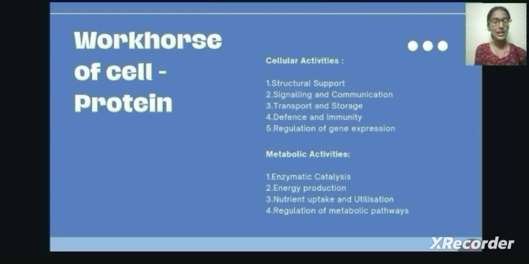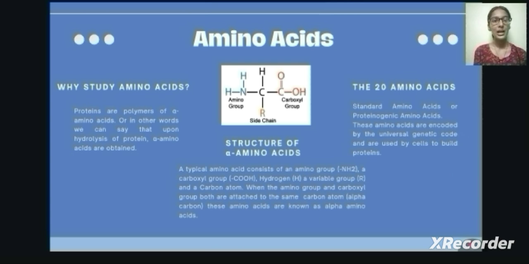Now, why are we even talking about protein? How much relevant is it? Proteins are of extreme relevance because they are involved in multiple cellular activities as well as metabolic activities as listed over here. Now, what exactly protein is made up of? Protein is not a single unit. It is made up of amino acids.